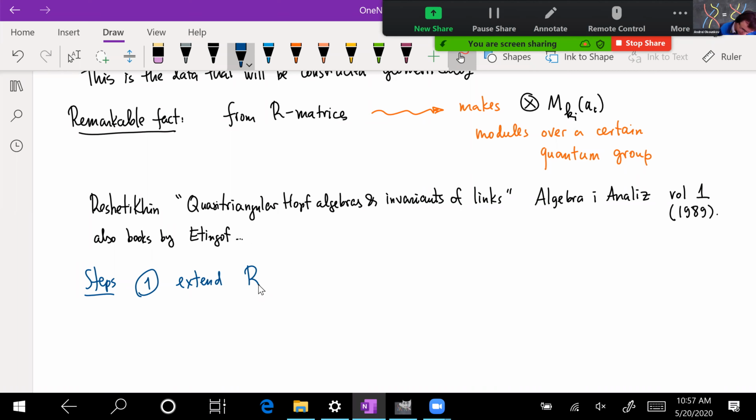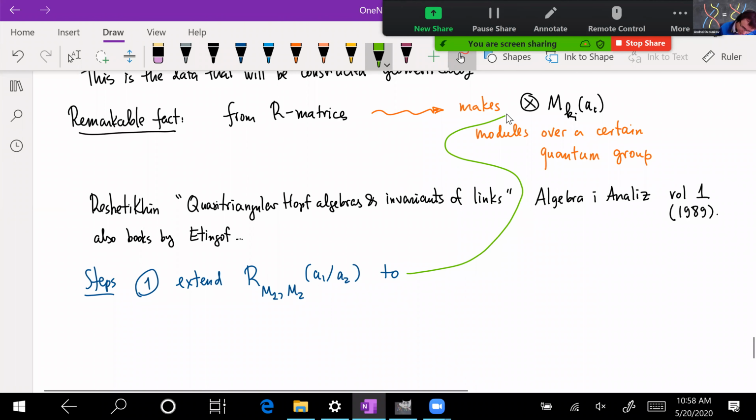Extend is kind of R, M1, A1, M2, or maybe R, M1, M2 of the ratio A1, A2. So now we have two modules of this kind. So we would like to have a tensor product.